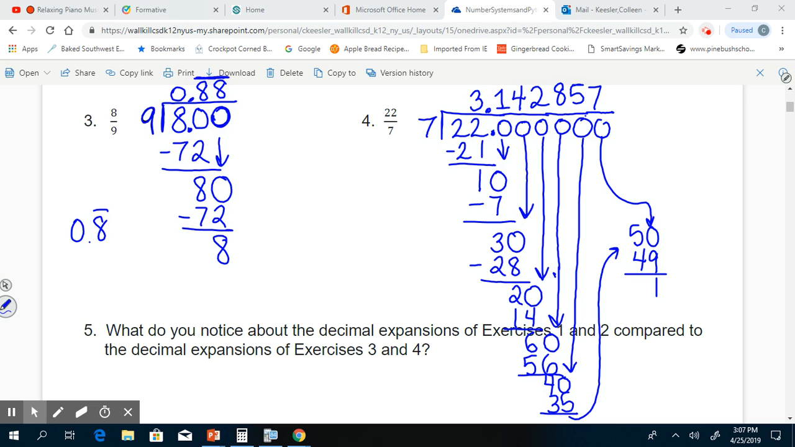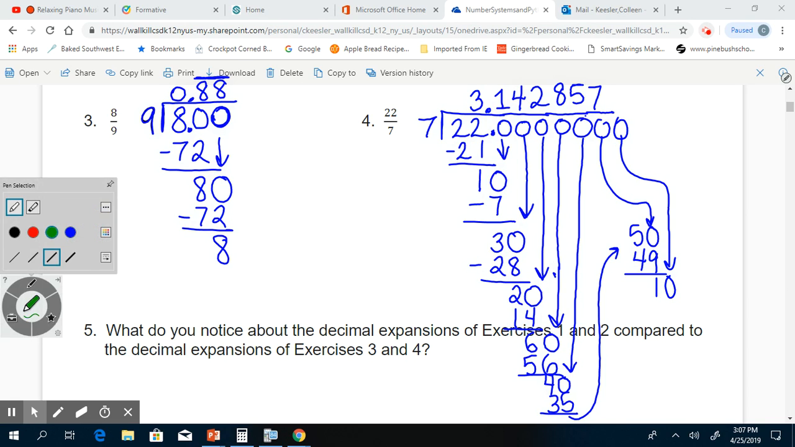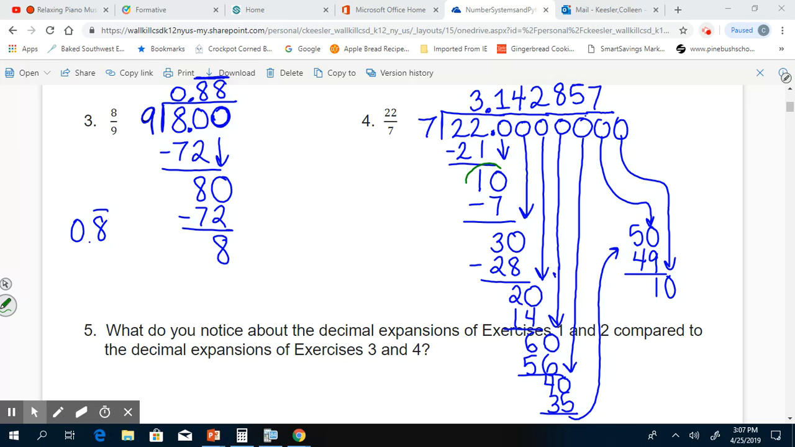And then if I were to bring up another 0, I would get 10, which is a number we saw before, right over here. So that means it's going to repeat the process all over again. So that means this whole entire thing is going to repeat. So it's 3.142857 all repeating, right? So that is a very long decimal.